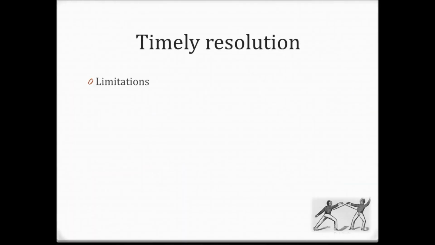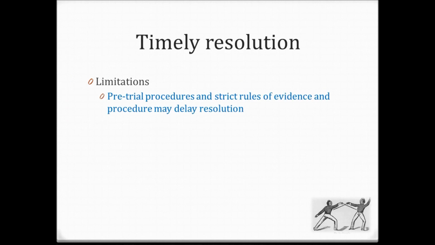However, some limitations in the adversary system include that pre-trial procedures and strict rules of evidence and procedure can often delay the resolution. We've seen that delays are a bigger issue in the adversary system. And also, if evidence does emerge after the trial, because it's a continuous event, that could mean that potentially somebody's been found innocent when in fact they were guilty if more evidence emerges later, and there's nothing we can do about that in the adversary system.